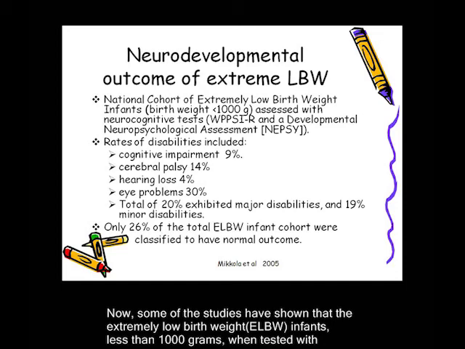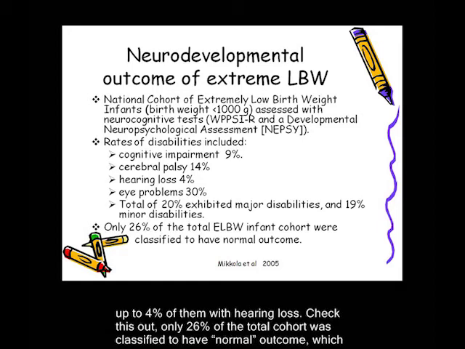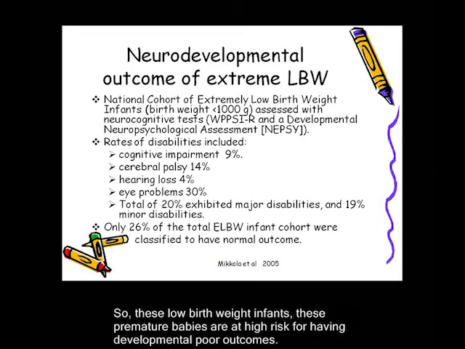Now, some of the studies have shown that the extremely low birth weight, or ELBW infants, less than 1,000 grams, when tested with neurocognitive tests, their disabilities included up to 9% of them have cognitive impairment, up to 14% of them have cerebral palsy, up to 4% of them with hearing loss. But check this out. Only 26% of the total cohort were classified as quote-unquote normal outcome, which means 74% had something or the other wrong with them. 20% of them with major disabilities, 19% with minor disabilities. So these low birth weight infants, these premature babies, are at high risk for having developmental poor outcomes.